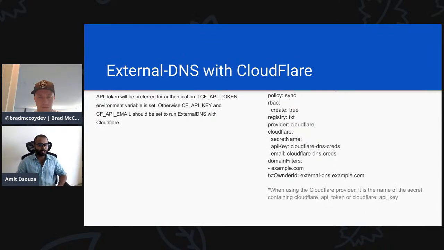Cloudflare, as Brad mentioned, is one of the most straightforward ones. You don't need to create complicated roles, etc. You can generate an API token for your respective user that will provide you with an API key and an API email. You then go ahead and mention that as secret name, API key, pointed to the secret which has those API keys, email, and that's about it.